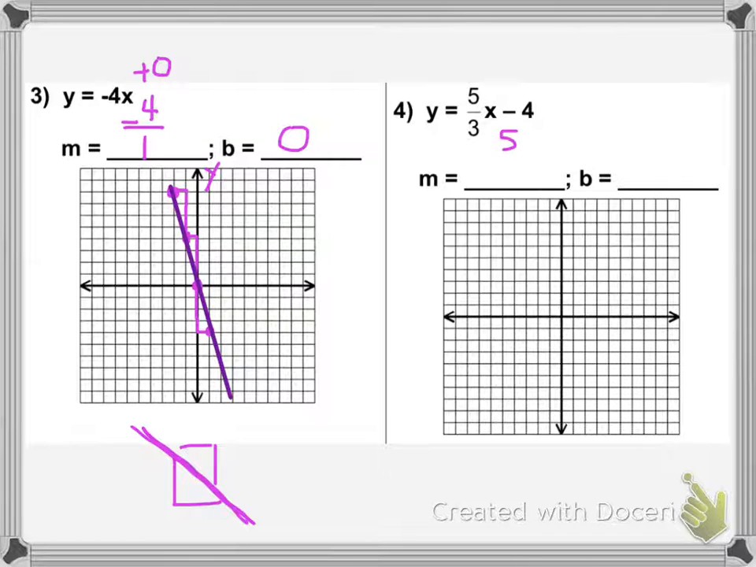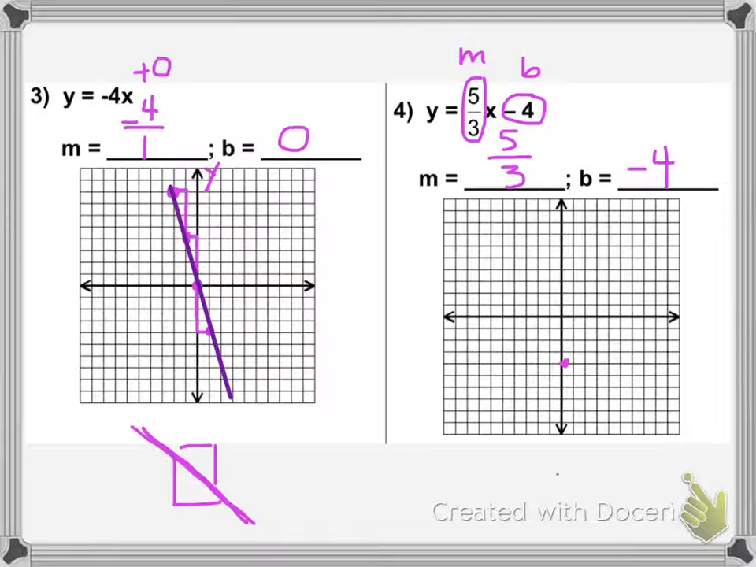Number 4, the m is in front of my x. That's positive 5 over 3. The b, the y-intercept, is negative 4. So positive 5 over 3, negative 4. You can get in the habit of circling those, highlighting those, however you want to do it. And we're going to begin with b. Begin with that negative 4. That's below the origin on the y-axis. That's right here. Oops. It's hard for me to put points when I'm doing this.